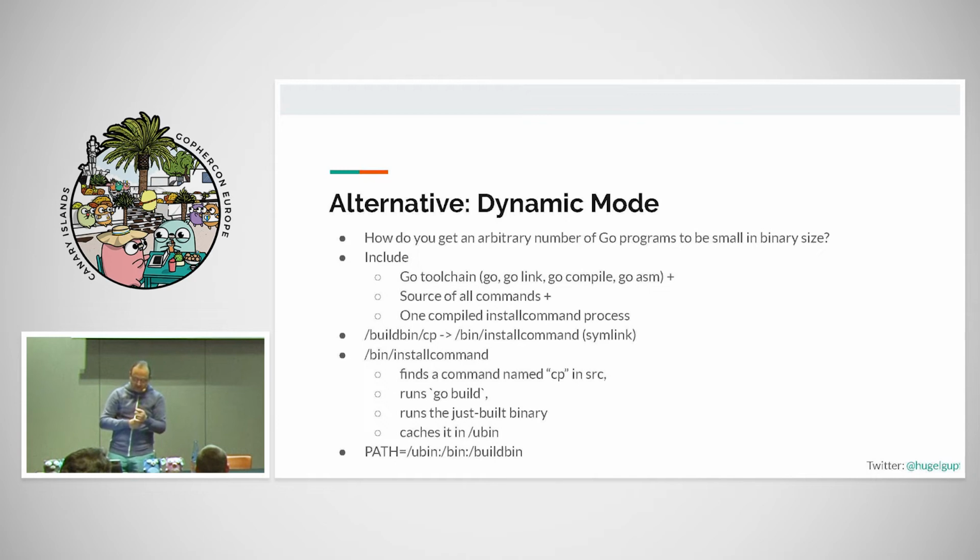There's an alternative to this, actually. One of the other things we've done is compile commands on demand. So we include all of the source of the commands you want in the initramfs, and the 4 Go toolchain binaries, Go, GoLink, compile, and asm, and a small command that will automatically figure out where the command that you named is in the source tree, and run go build, cache that binary, and run it for you.